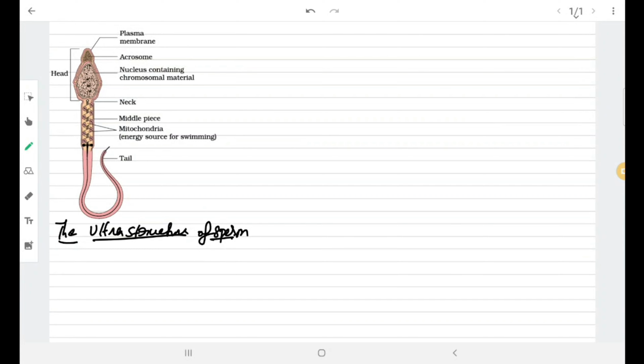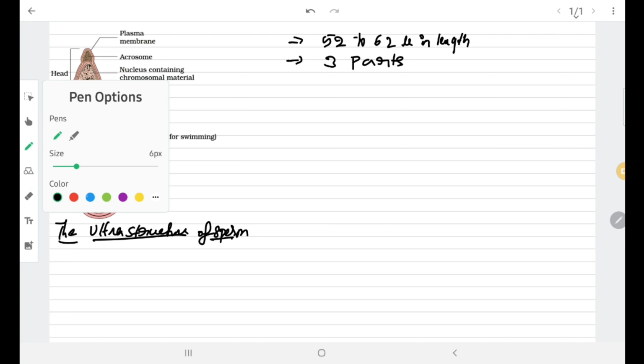Sperm. This is a single cellular structure which is about 52 to 62 micron in length, and the sperm has been divided into mainly three different parts, as you can see over in the diagram.